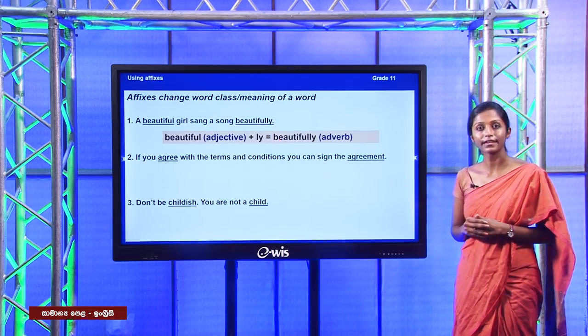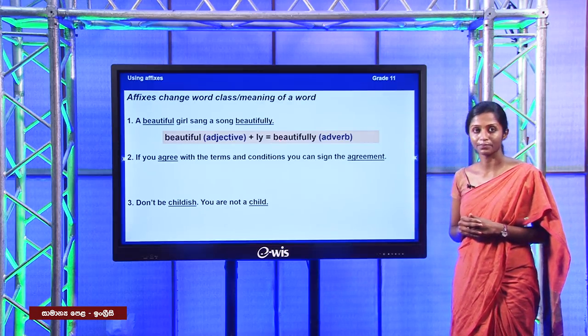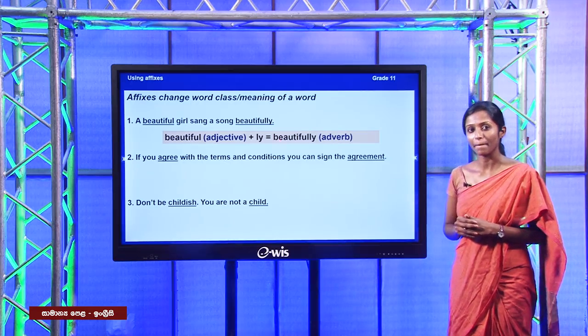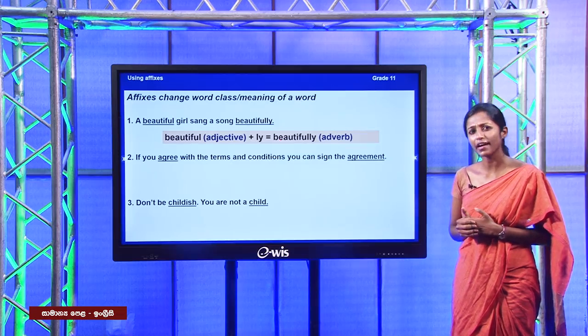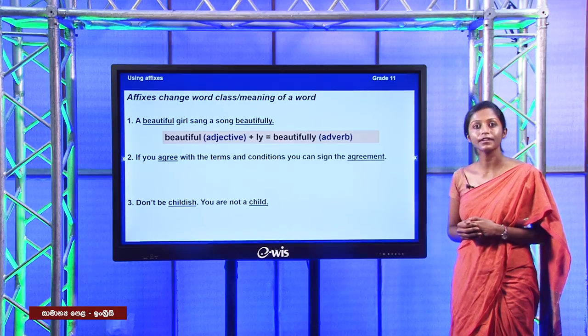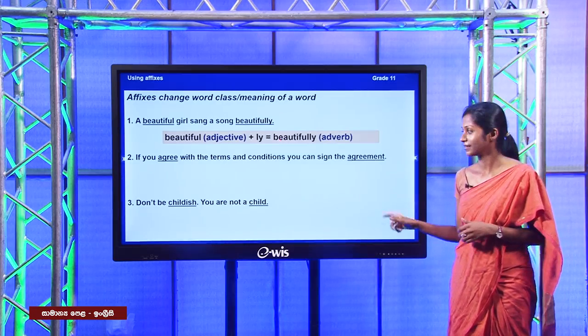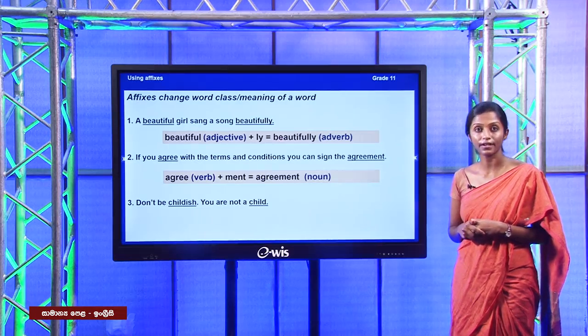So we are going to move to the second sentence. If you agree with the terms and conditions, you can sign the agreement. Agree and agreement. What do you think? What is the word class that the word agree belongs to? Is it an adjective or an adverb or a verb? Of course, agree is a verb. And what about agreement? It is a noun. So when you add ment to agree, it becomes agreement and there is a change of word class. Ment is a suffix.